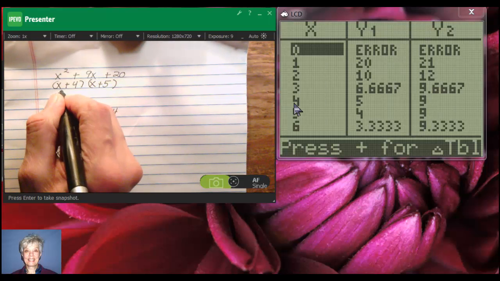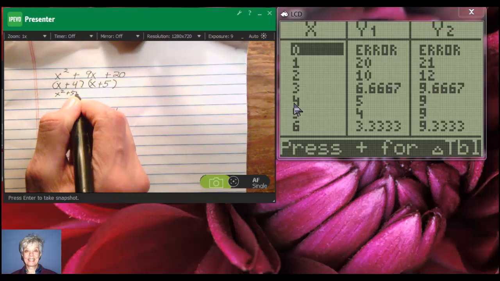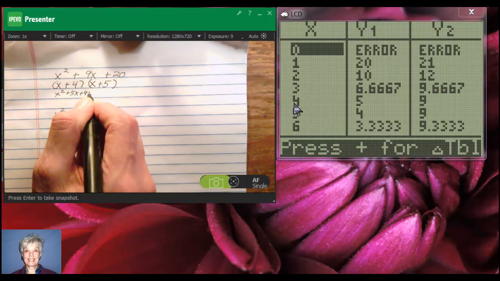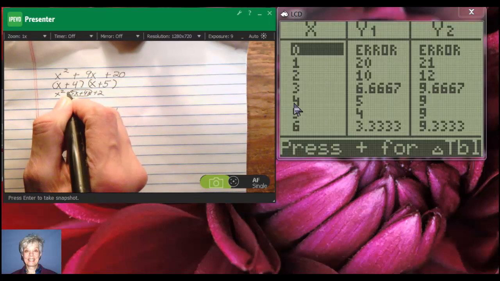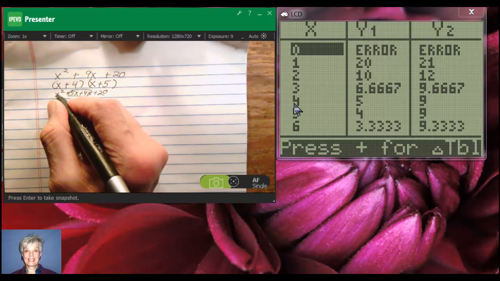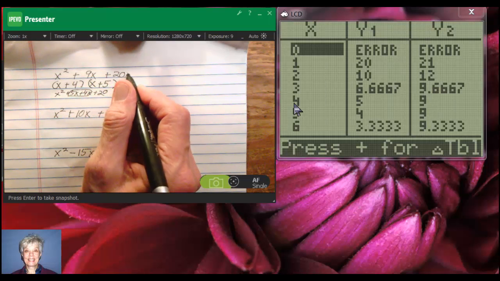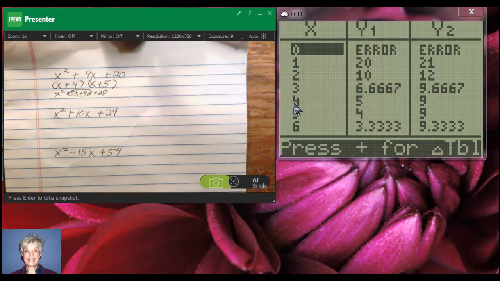This will be x squared plus 5x plus 4x plus 20. This is 9x. So I'll have x squared plus 9x plus 20, which is what I started with. You see how fast that is. Let's do it again. Let's do it with this one.